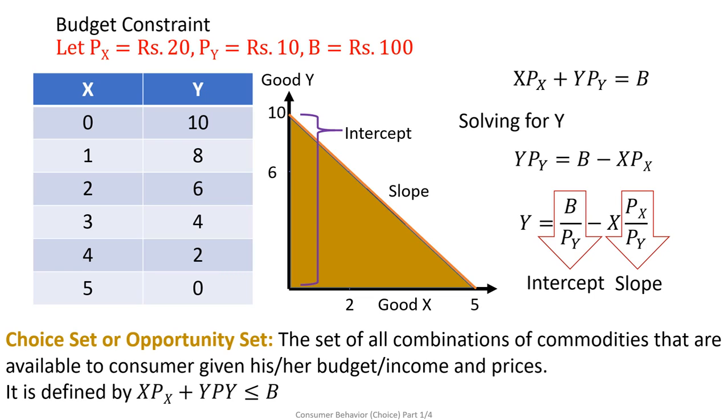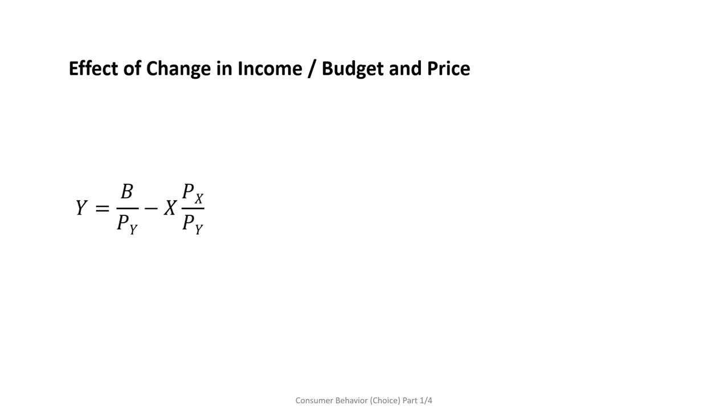So, the opportunity set is defined as Now let's see what happens when there is a change in income or in the price.